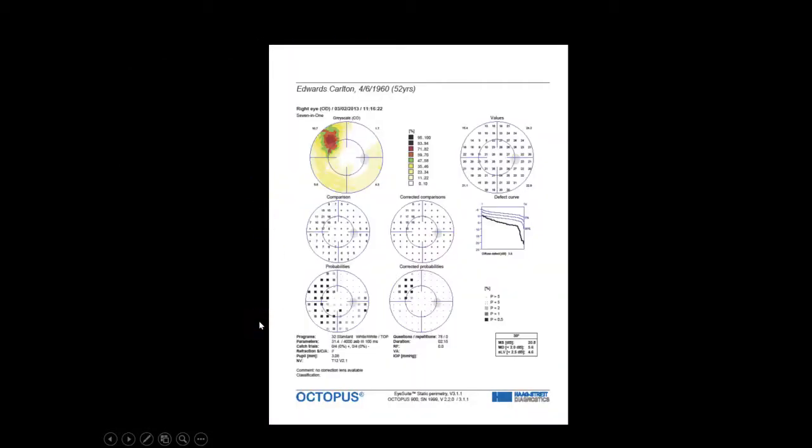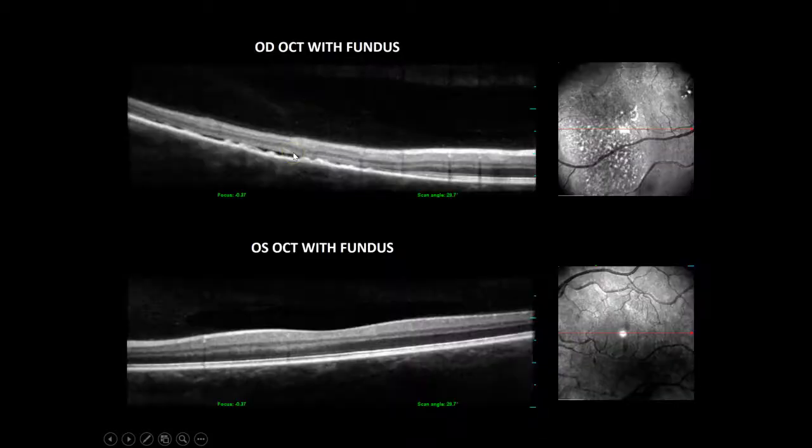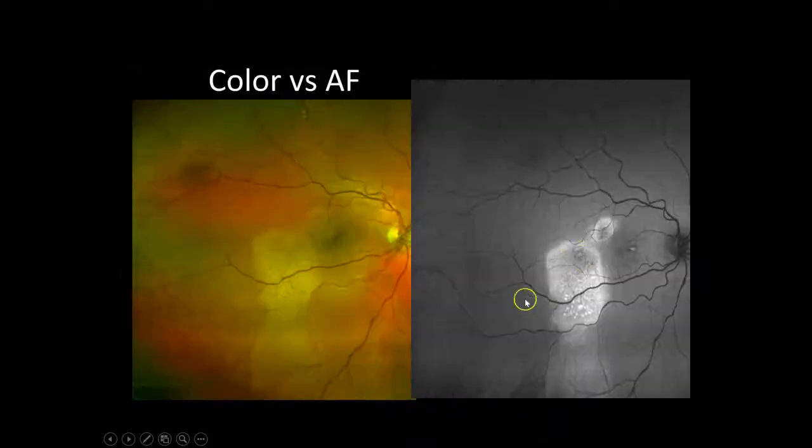And here's a field defect. This is now of his right eye. We said the lesion was primarily infratemporal. The field defect should be infratemporal supranasal. And here it is. So we actually can plot a field loss that corresponds to this zone right about over here.